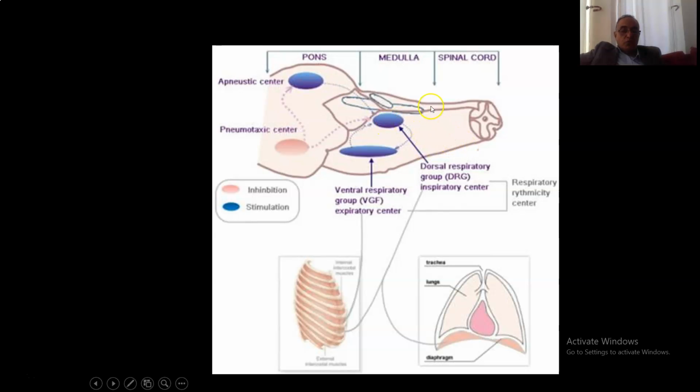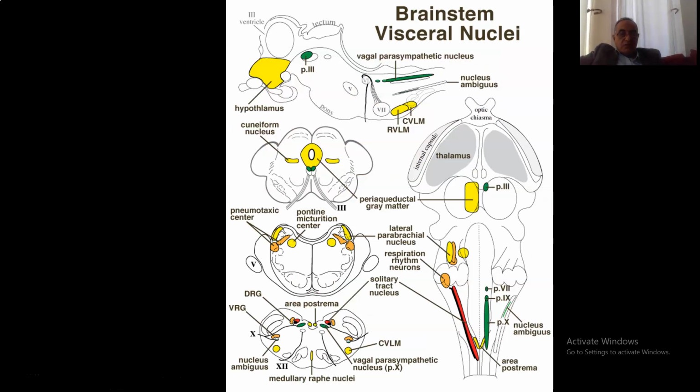So we also have part of the visceral nuclei, as we said: the visceral sensory, the visceral motor parasympathetic, the micturition, and the respiration. This is the respiration. The two most important are the dorsal respiratory group and the apneustic center in the pons. Again, to remind you of the centers: the apneustic, the micturition, the taste, and the parasympathetic.